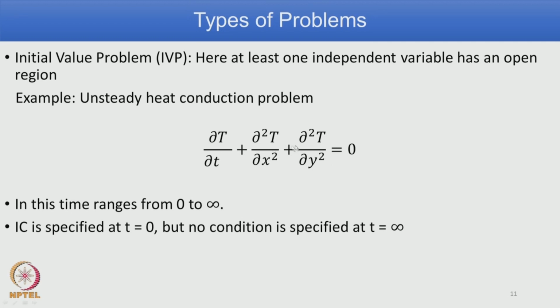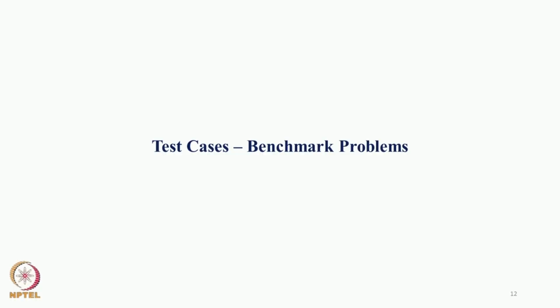The temperature is a variable here. We specify a temperature value at time equal to 0, and there is no value specified at time equal to infinity. So, that is why it is called an initial value problem. The one variable has an open ended solution.